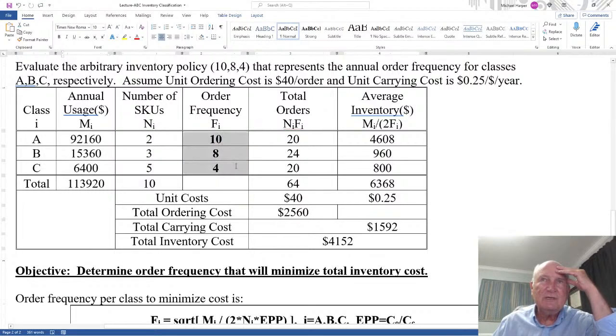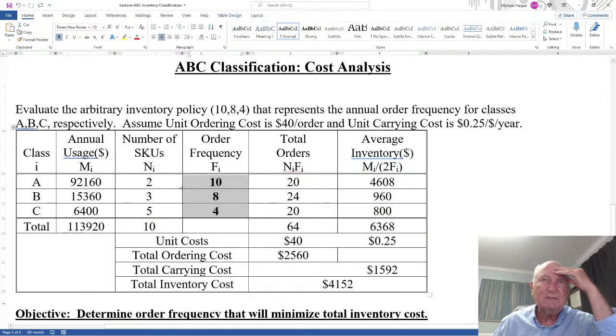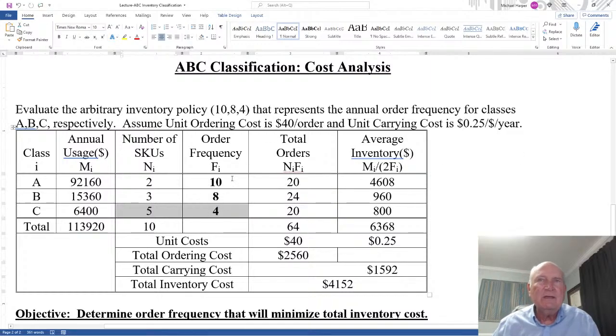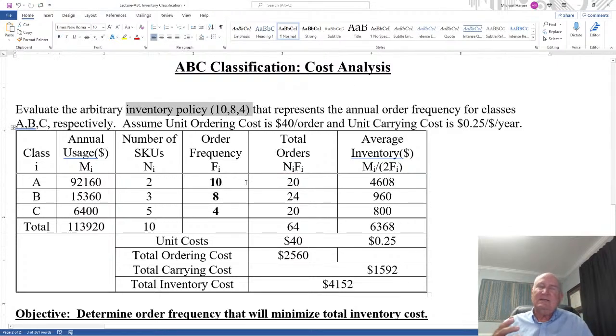So there's my annual usage for the classes, and there's my number of SKUs for the classes. Now this represents my inventory policy. What I mean by inventory policy is that every one of these items, I'm going to order 10 times a year. Every one of these items, I'm ordering 8 times a year. Every one of these items, I'm ordering 4 times a year. So that's my order frequency. I'm calling that an inventory policy because that says exactly how you're going to order them. But then, how much do you order? Well, we'll look at that in just a second.